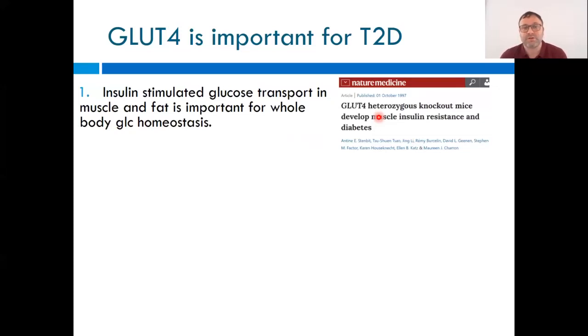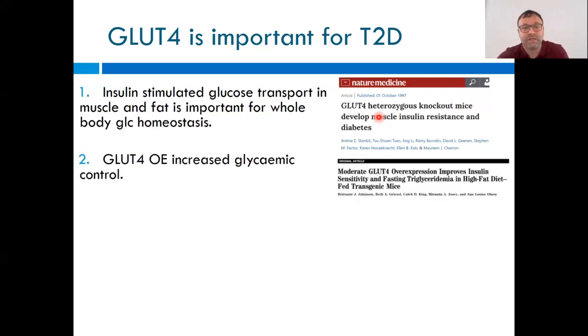So insulin-stimulated glucose transport via GLUT4 in muscle and fat, and they've done the tissue-specific knockouts as well, are both really important for whole body glucose homeostasis and maintaining glycemia. Conversely, if you overexpress GLUT4, even quite a small amount in these specific tissues, that helps glycemic control. So these mice become more insulin sensitive, and it can prevent the onset of insulin resistance, or delay it at least.